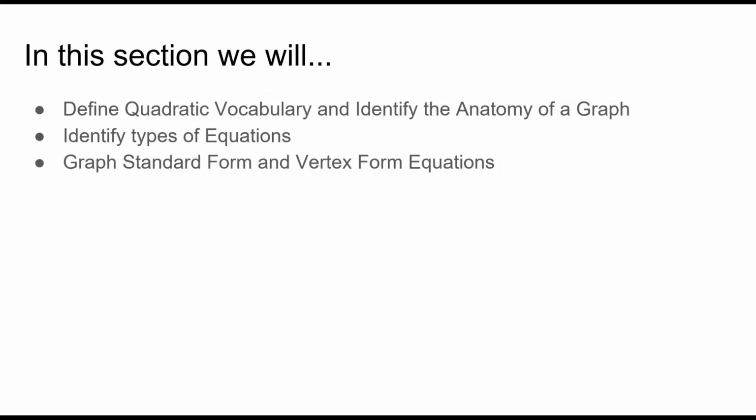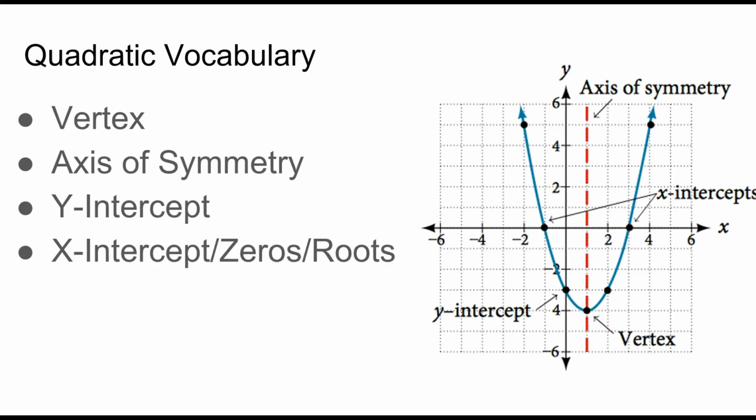These are the topics we'll be covering in this section. We'll start with some quadratic vocabulary. So in this section, we're going to talk about vertex. The vertex can also be a minimum if it's the bottom of a parabola, or a maximum if it's at the top of the parabola. We've got the axis of symmetry, which runs right through the parabola's vertex. And if you look carefully, that's where you would fold the quadratic over and it would be a perfect mirror.